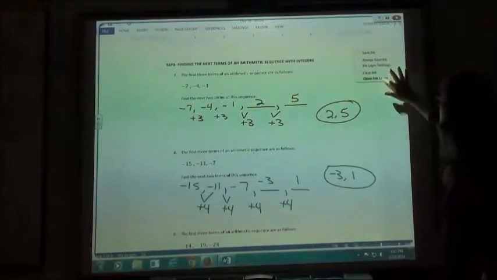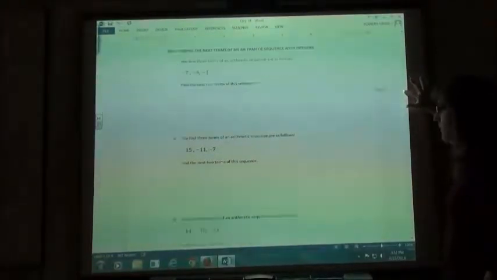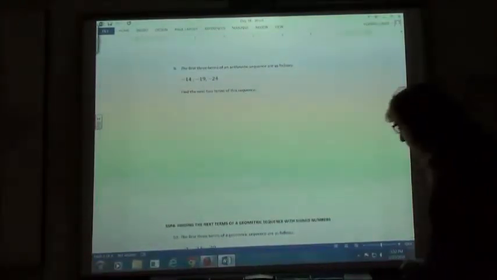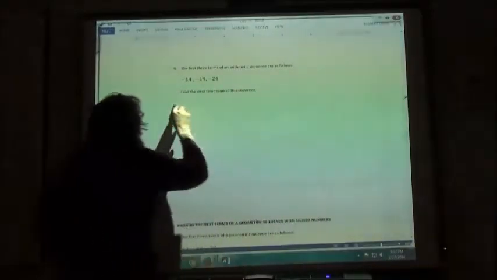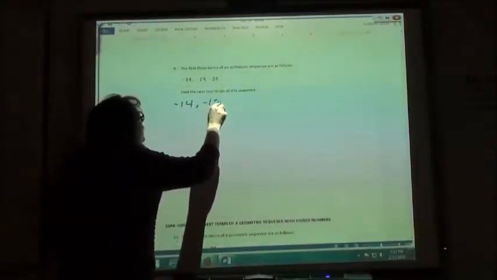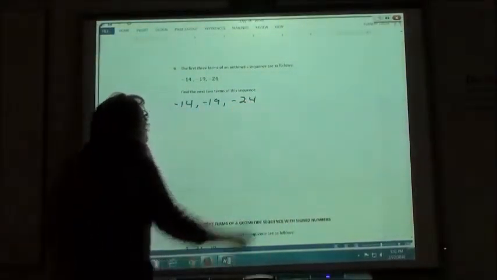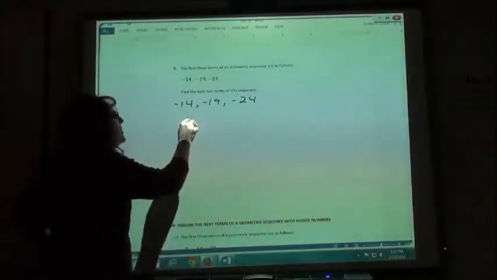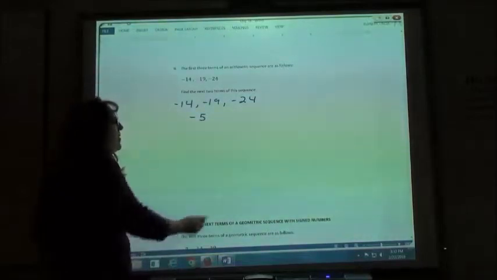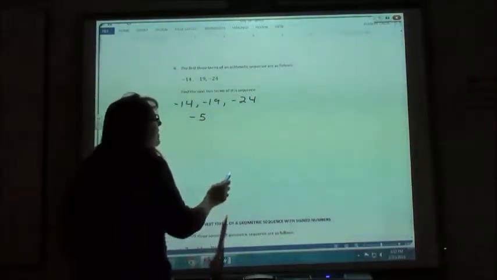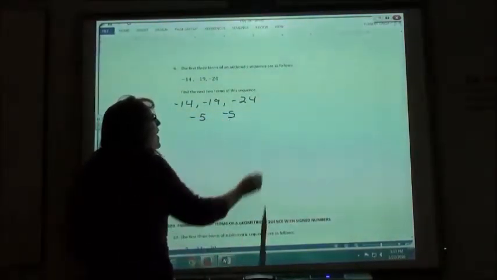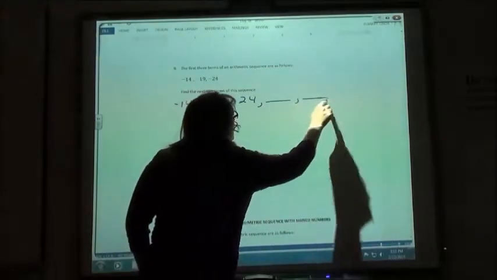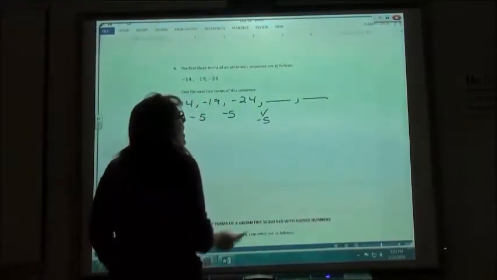Number 9, same kind of thing there. I have negative 14, negative 19, and negative 24. To get from negative 14 to negative 19, I'm subtracting 5. To get from negative 19 to negative 24, again I subtract 5. So to find my next two terms, I'm going to minus 5.